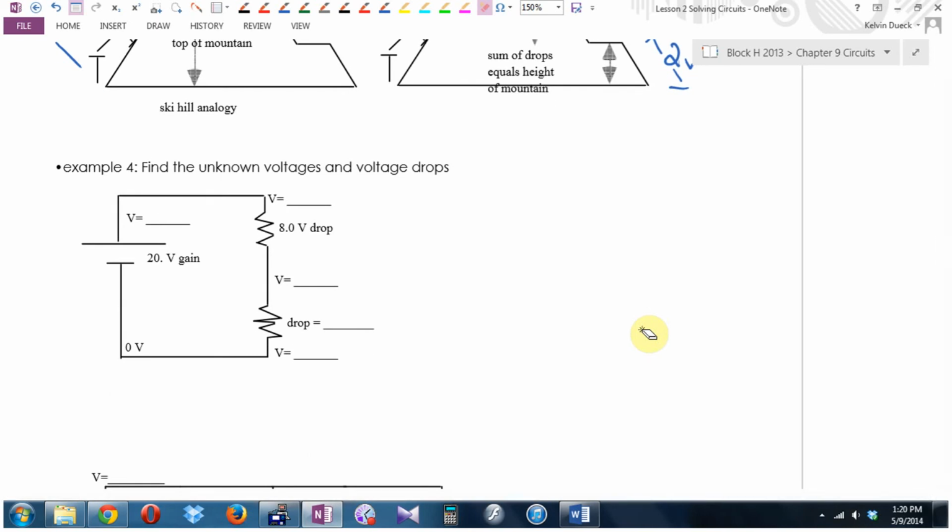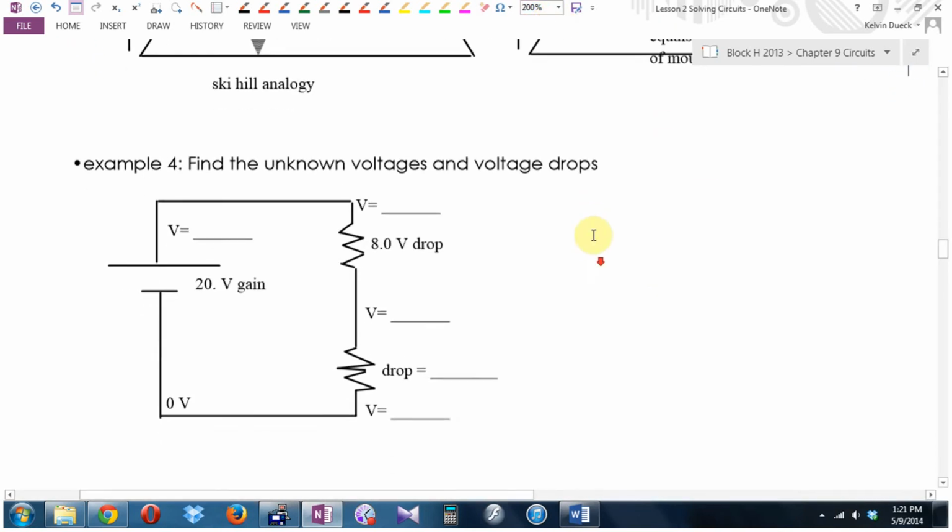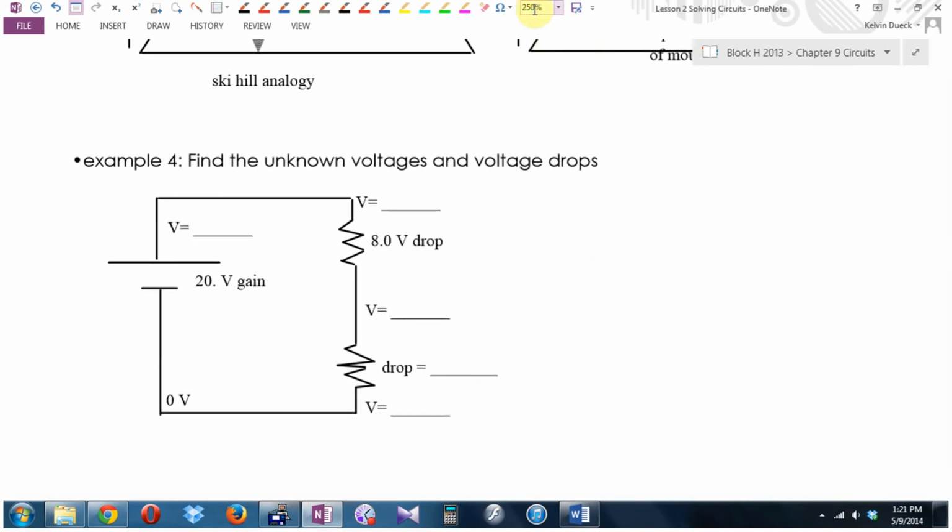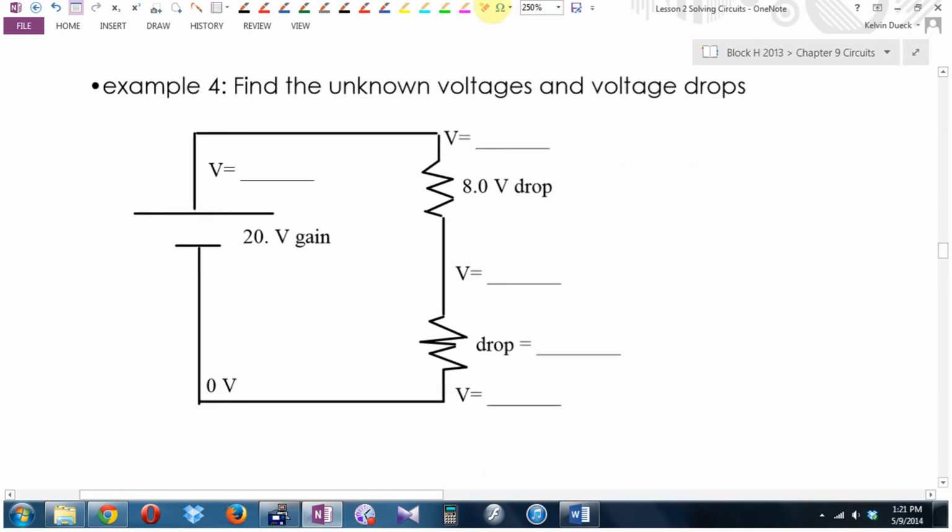So, it says, find the unknown voltages and voltage drops. Let's go skiing. Don't freak out, I'll walk you through this. I think I can make this a little bit bigger. There we go. Where's the battery? You see it? I'm going to call it the chairlift. How high? How many volts? Okay, that means right here we are 20 volts high.